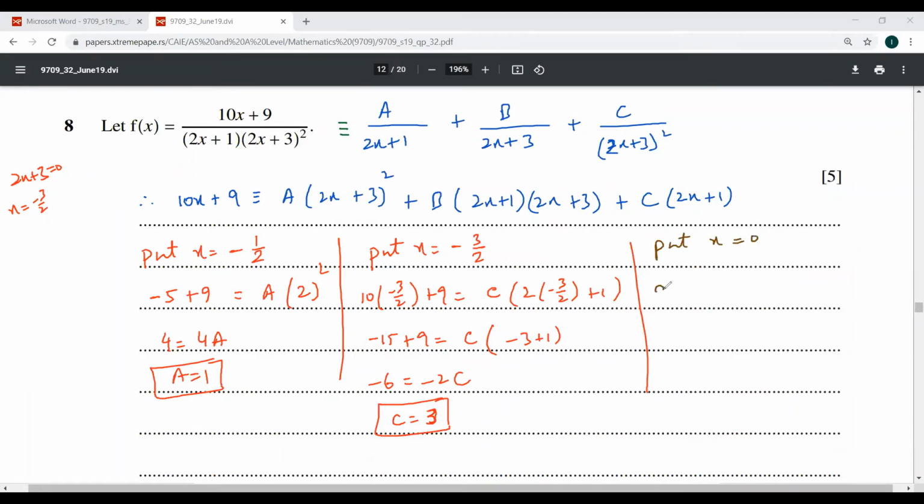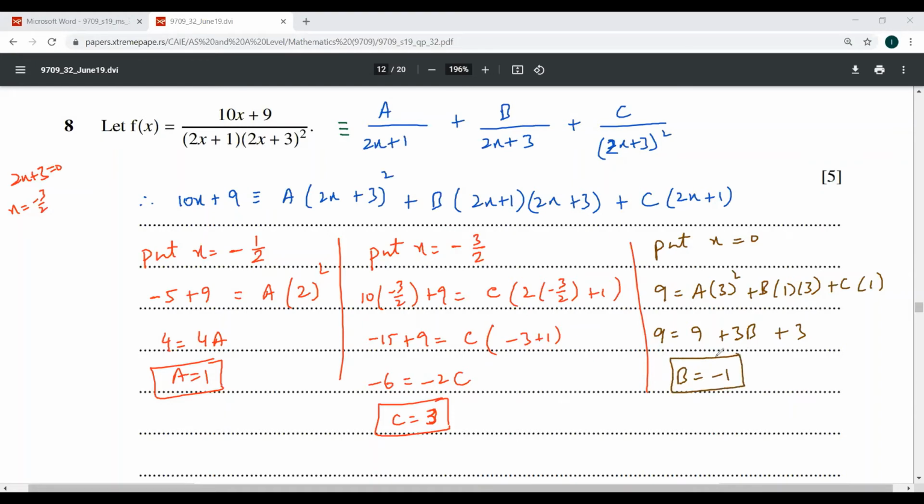So the left hand side is 9. The right hand side is a into 3 squared, this is b into 1 into 3, and then you have c into 1. So this is 9. We have a, so 1 into 9 is 9. We have this 3b, and then we have 3. Right? So this gives us b equal to minus 1.